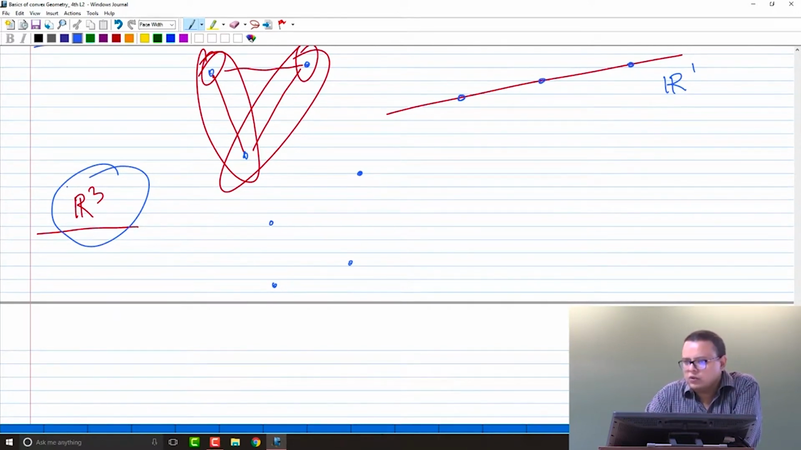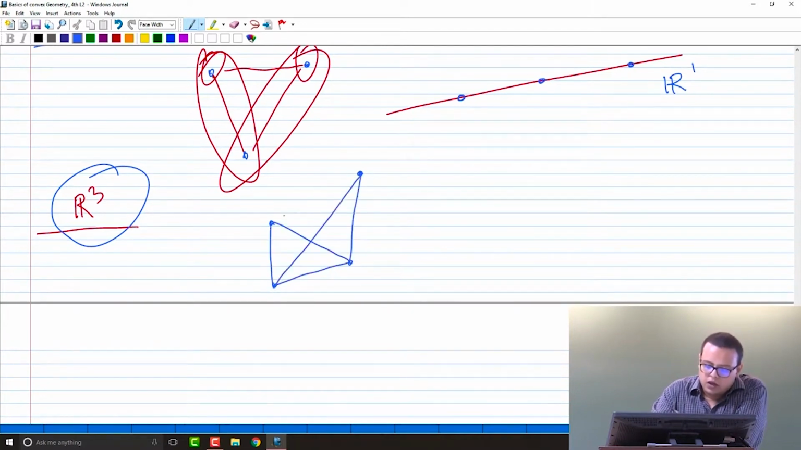If 4 points lie on a line, then there is also a plane containing those 4 points. Okay. So, if the 4 points lie in R3 and they are in general position, can I prove a Radon type theorem for this?